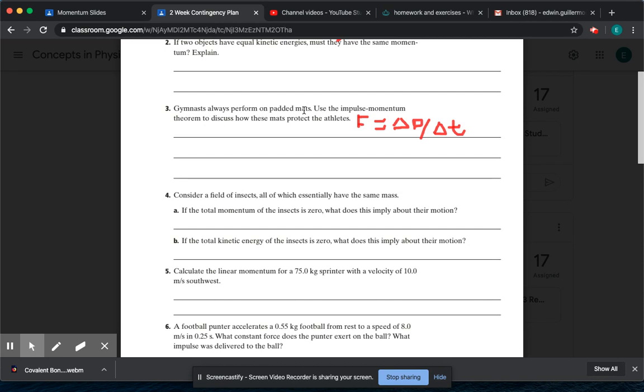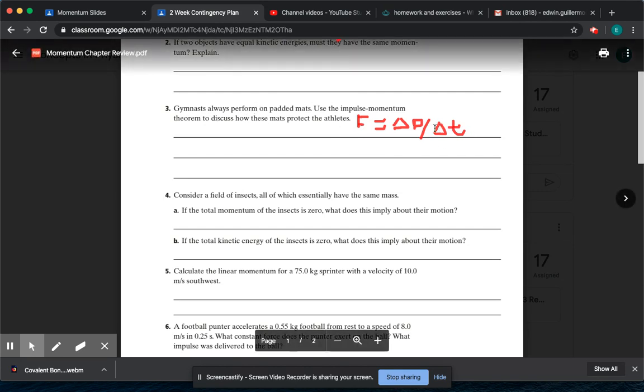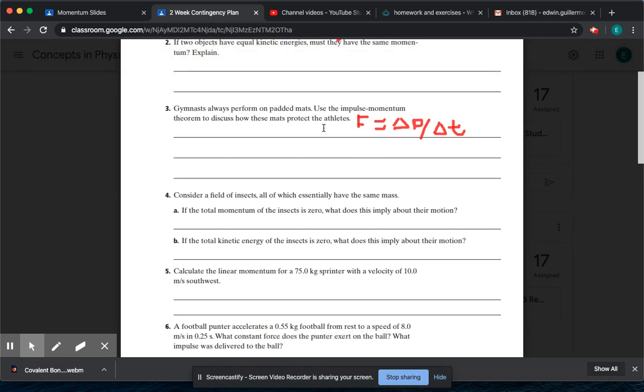If you add the pads, it disperses the force a little more and it increases that delta T so that you feel less force. So that is how the mats actually protect us. They're increasing the time it takes for us to slow down, which in turn decreases the amount of force that we experience. That's what the mats are doing.